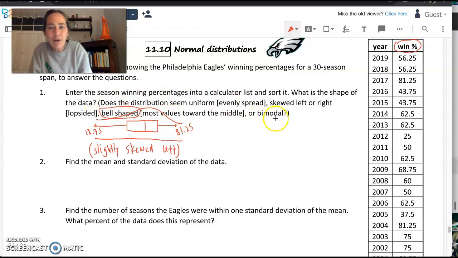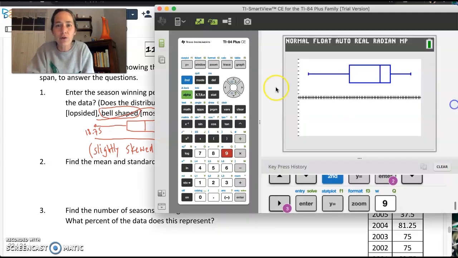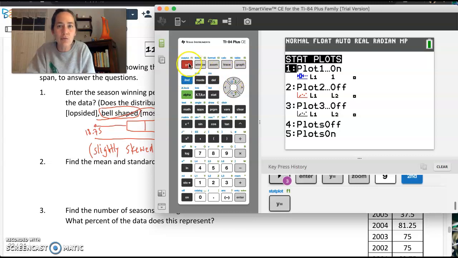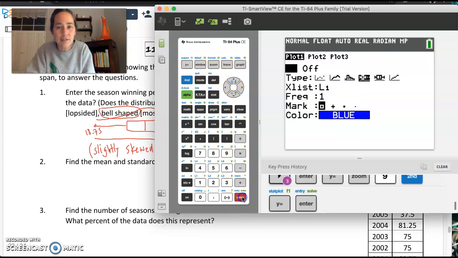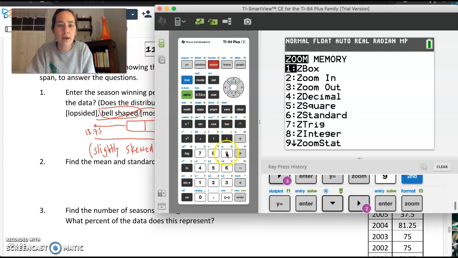If I was talking about that histogram, if I looked at a bar graph of this, the calculator has a way to make that quickly too, and it's easy once your numbers are in order. We haven't done this yet together, but I could go to second and y equals for stat plot, go back into plot 1, and let's pick the graph that looks like a bar graph, a frequency histogram. I'm going to hit enter for this third option. X list is L1, frequency 1, it's going to graph in blue, and I'll hit zoom 9 again.